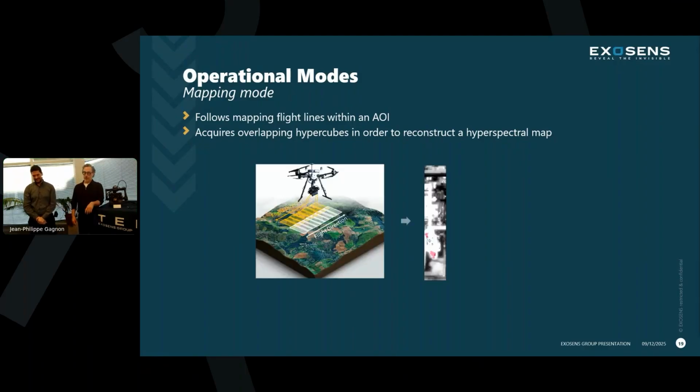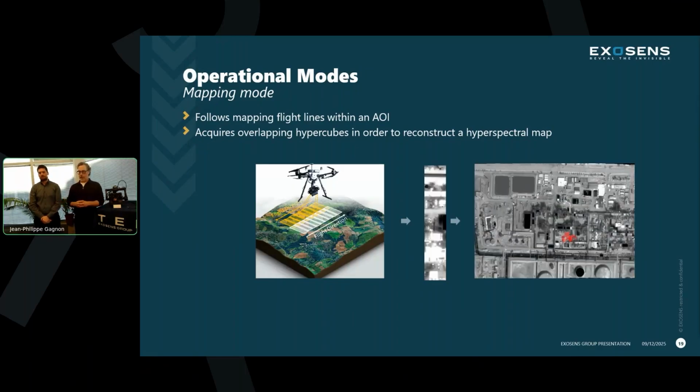So the first operational mode is you may want to survey an extended area and collect multiple data cubes over that area, and then stitch them all up, create a georeferenced mosaic with all of your data. And that's what we call the mapping mode. So it requires several data cubes with a certain overlap to make sure we cover 100% of your intended area.